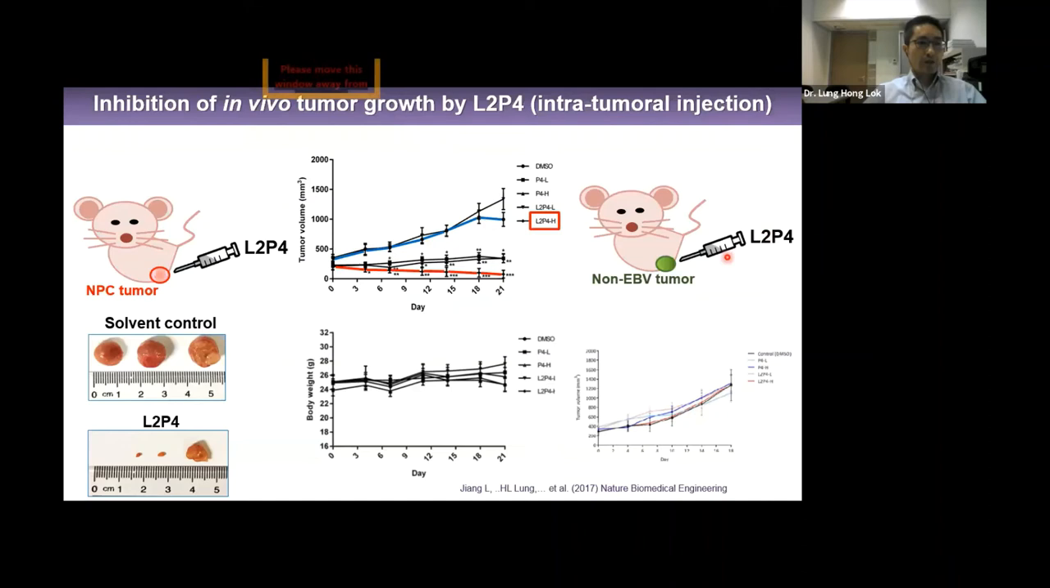So that shows that L2P4 can selectively eradicate EBV positive tumors. There's no effect on the EBV negative tumors. It's very selective, highly selective against the EBV positive cell derived tumor. So this is good.